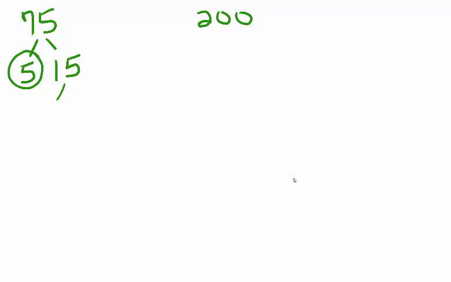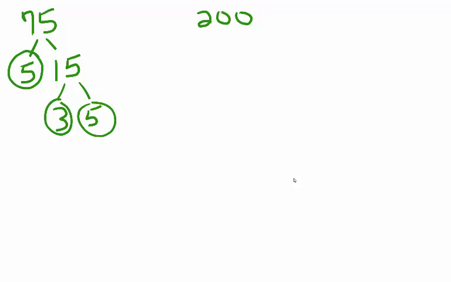Let's take a look at another example. Suppose I have the numbers 75 and 200, and I'd like to find their least common multiple. I'll do the same thing, a prime factorization on 75, beginning with the number 5, which I know is a prime number that divides evenly into 75. 5 divides into 75 15 times. 15 can be broken down to 3 times 5, both prime numbers.